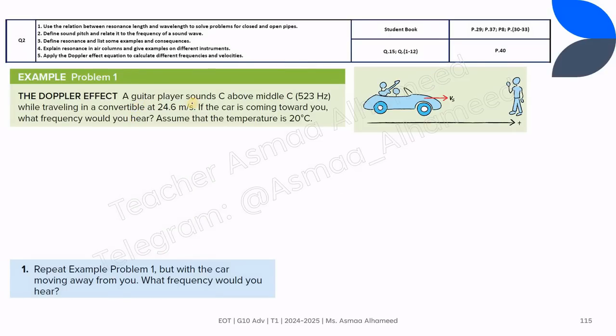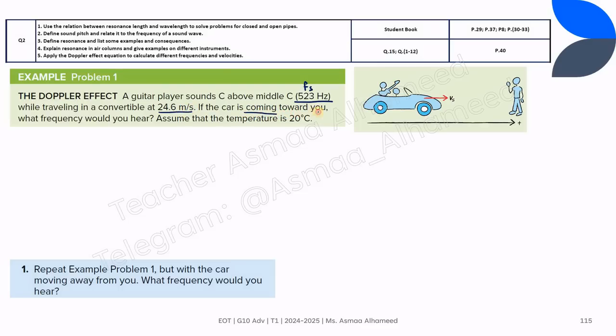Here is an example. A guitar plays sound C above middle, so this is the source frequency from the guitar. It is traveling in a convertible at 24.6 meters per second. Now we need to define the direction.